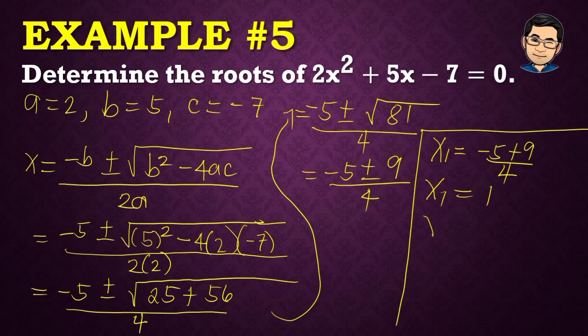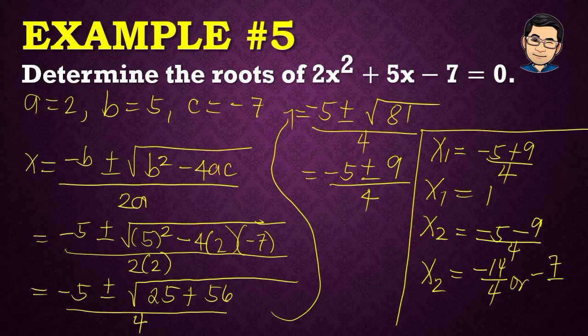For x sub 2, we have negative 5 minus 9 all over 4. Negative 5 minus 9, that is negative 14 all over 4. So, we can simplify negative 14 and 4. And that is negative 7 over 2.